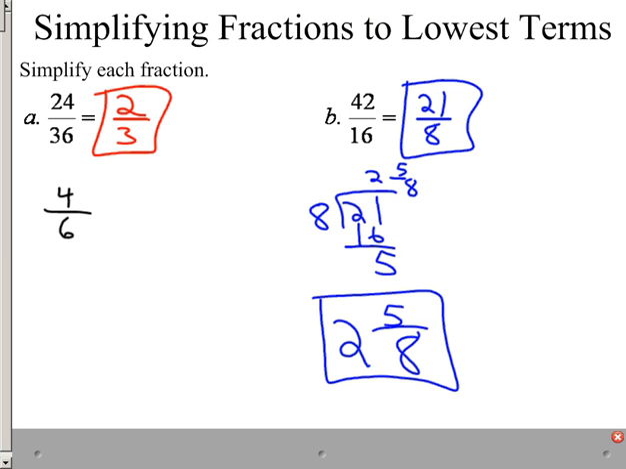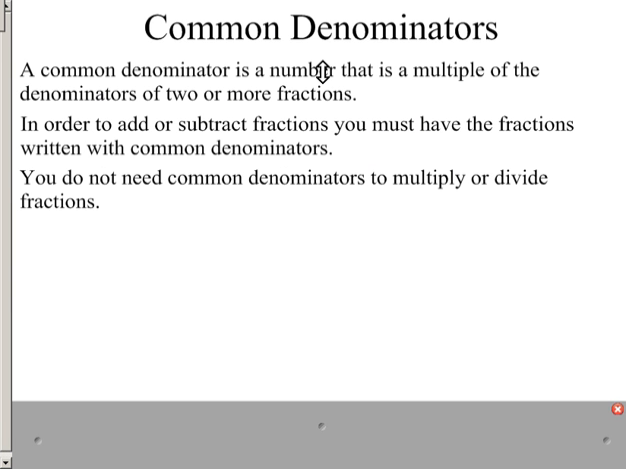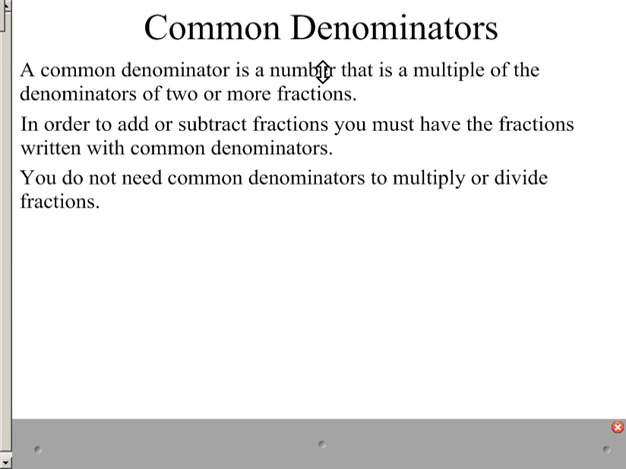You got it? Everybody good? Any questions on that? If we're going to do it on the calculator, common denominators. Go ahead and just write that down.